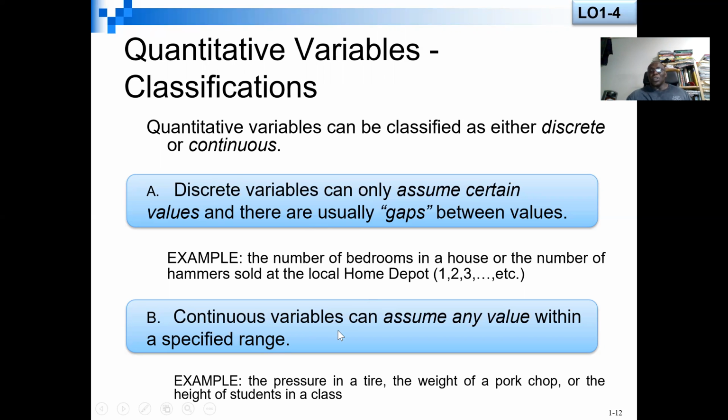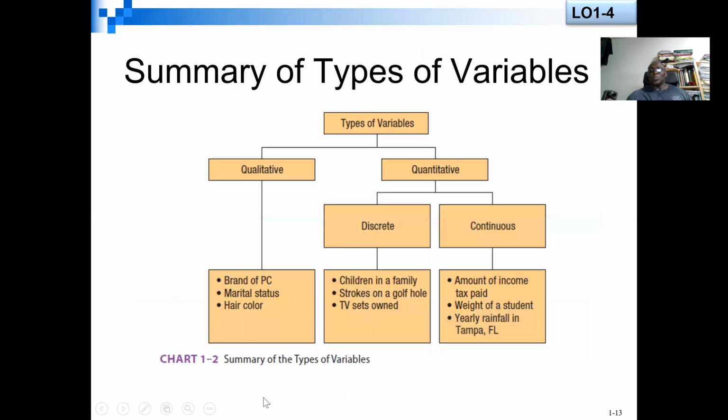Now we also have continuous variables. A continuous variable can assume any value within a specific range, but again, it's based on measurement. So for example, I can use a scale to find the weight of a pork chop, or we can find the height of a student in a class. So these are the two different types of variables, discrete and continuous. The shortest way to say this is that discrete variables are based on counting and continuous variables are based on measurement.